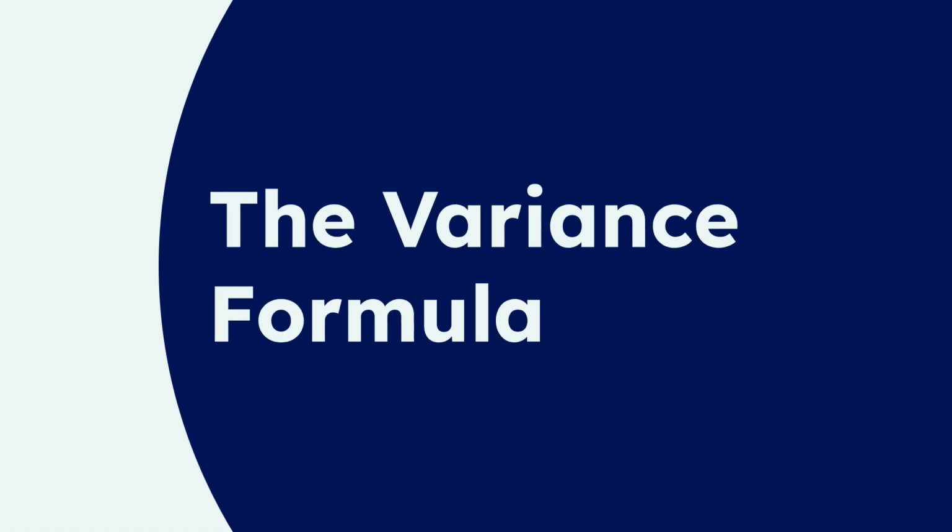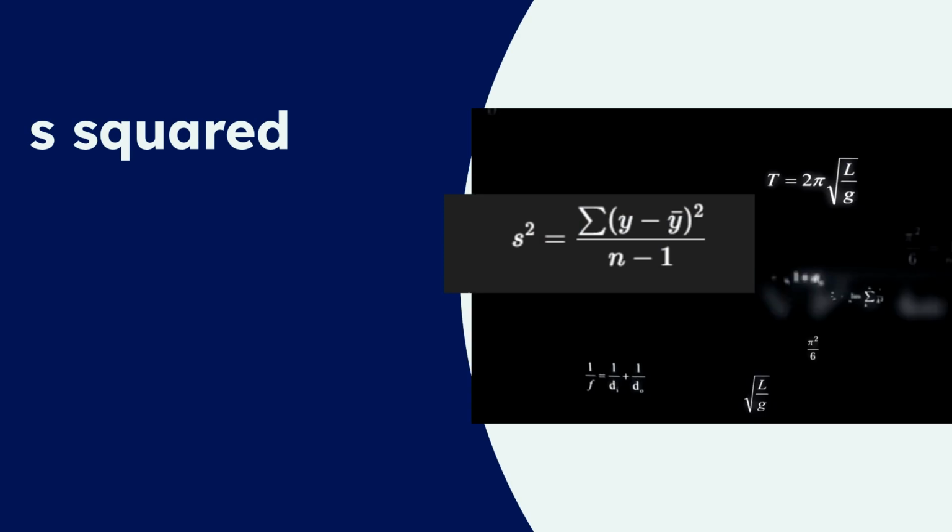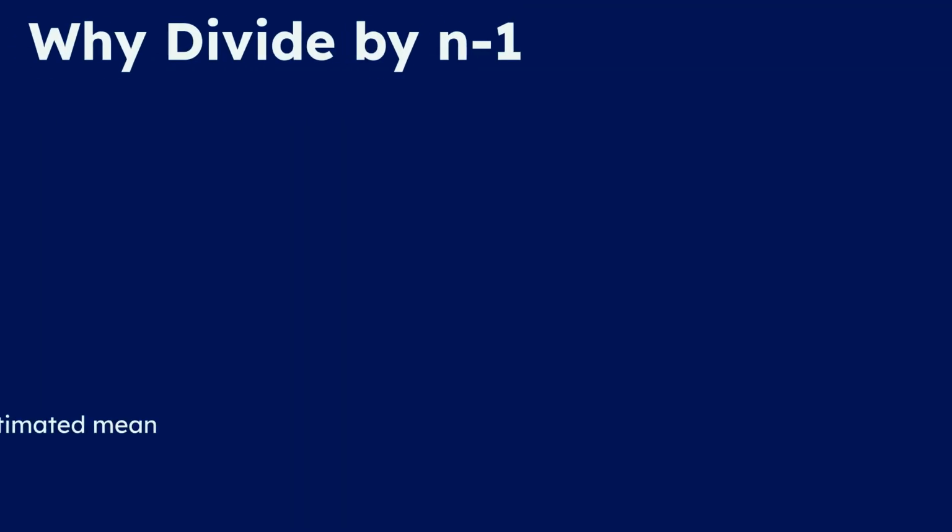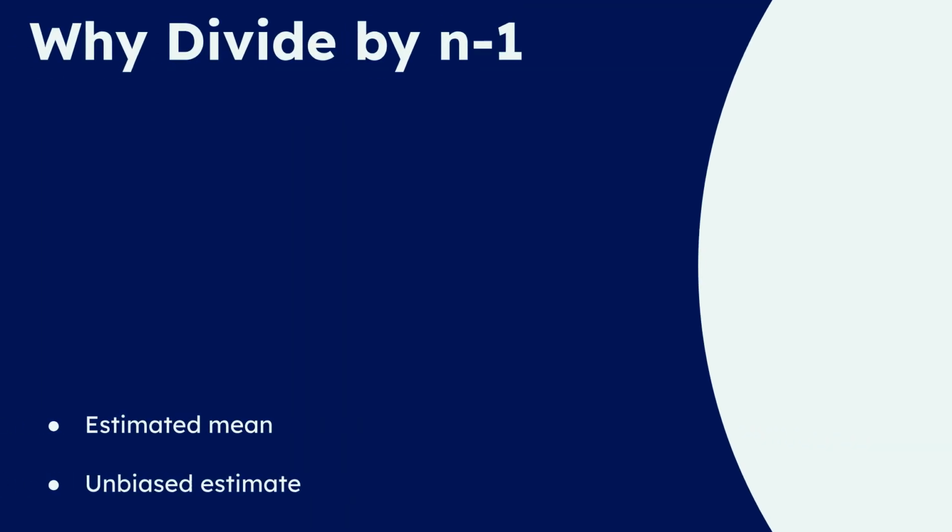Now we can combine these concepts into the primary formula for variance. Variance, symbolized as s squared, is defined as the sum of squared deviations divided by the degrees of freedom. Specifically, this is the sum of squares divided by n minus 1. We divide by n minus 1 instead of n because we estimated the mean from the same data set. This adjustment provides an unbiased estimate of the population variance.